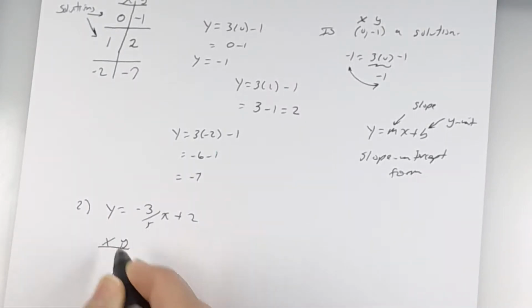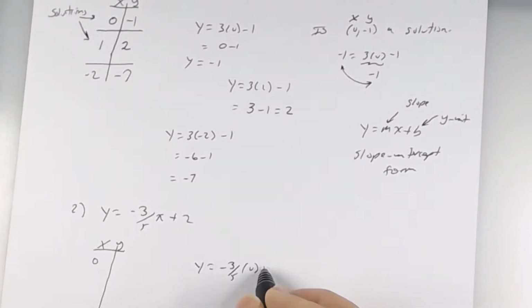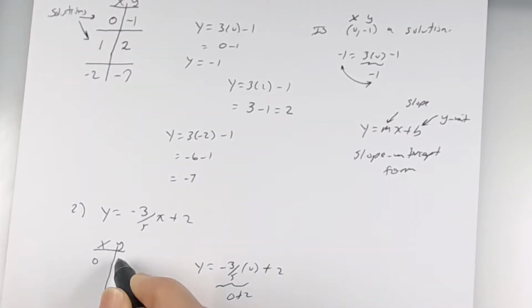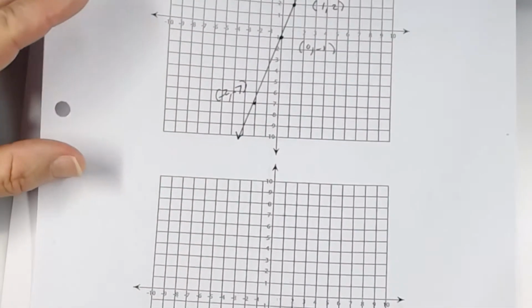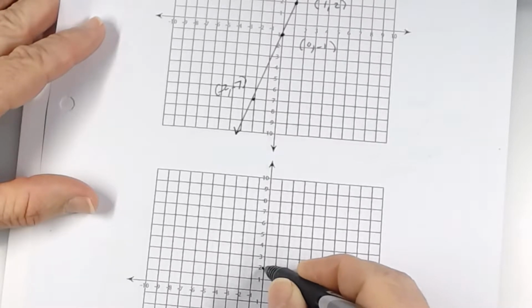What's the easiest number to use for x? 0. So if x is 0, I get y equals negative 3/5 times 0 plus 2. What's negative 3/5 times 0? 0. And what's 0 plus 2? 2. So I found a point on the line. I found a solution to this equation. And so one of the solutions is (0, 2). So let's go ahead and plot that point right now. So (0, 2) is on the positive y-axis.